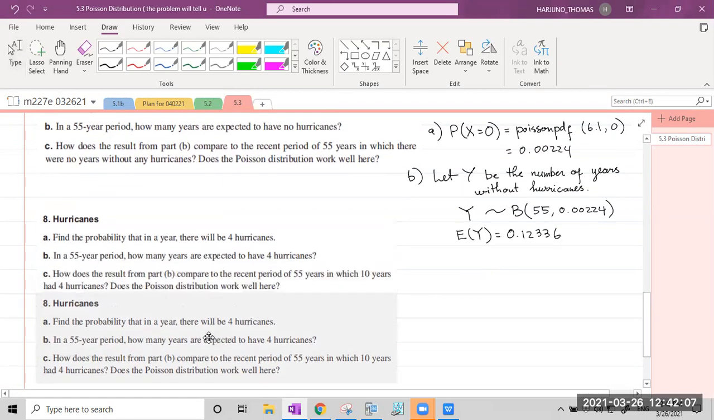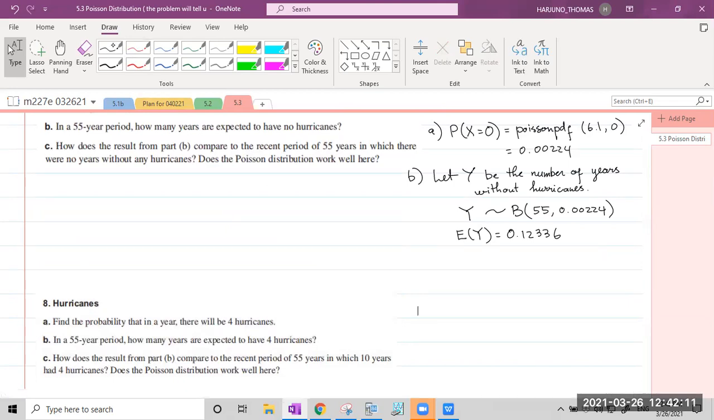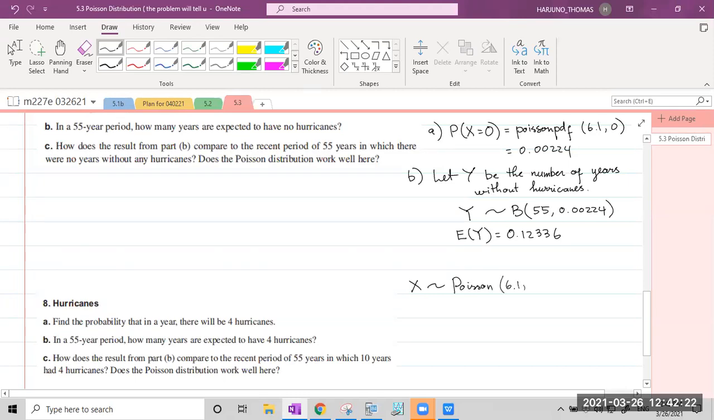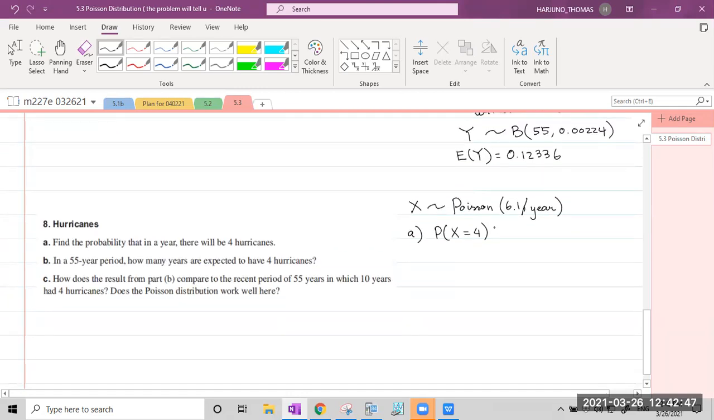Now let's continue. Number 8 with the same given condition. The number of hurricanes, I copied it down, is Poisson distributed with average 6.1 per year. Now part A. Find the probability that in a year there will be 4 hurricanes. Probability that X equals 4. It's Poisson distributed, so this is Poisson Pdf (6.1, 4).